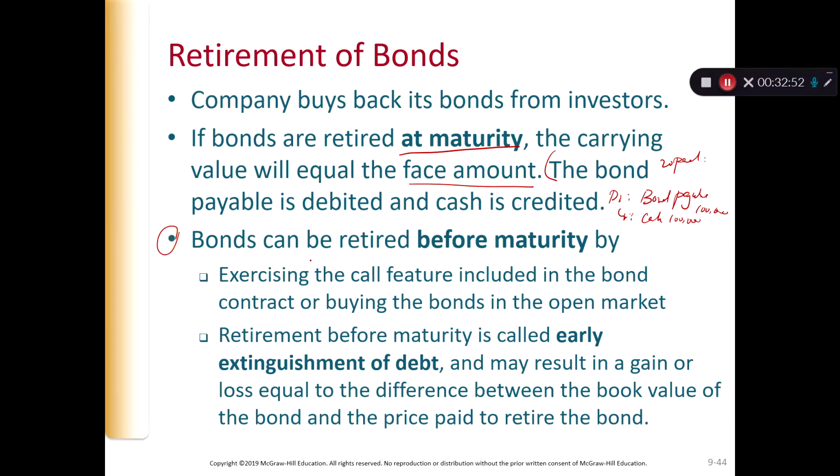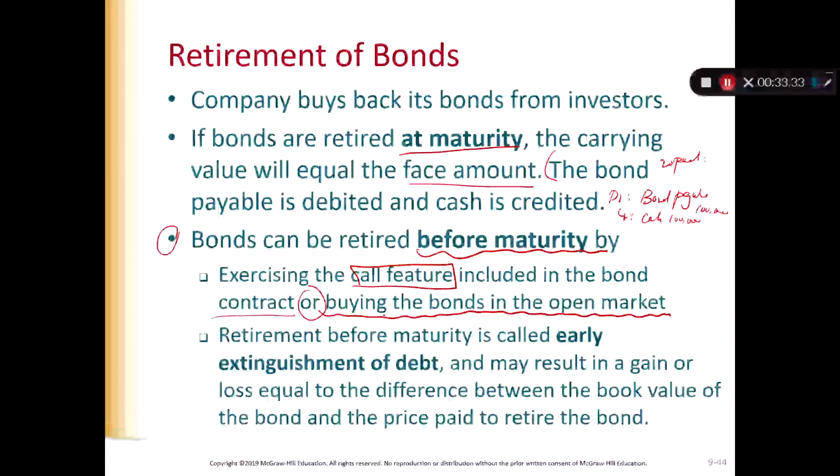But at the same time, a bond can be retired before maturity by exercising a call feature. Remember, bonds have different features: collateral, secured, non-secured, term bond, serial bond, convertible bond, callable bond. When you have a callable bond, with a call feature included in the bond contract, you can buy back the bond at the fixed rate negotiated in the contract. Otherwise, you can buy back the bond in the open market.